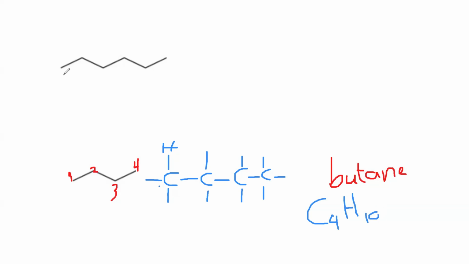For this compound, this is a longer skeleton. 1, 2, 3, 4, 5, 6. 6 carbons means hex. The prefix is hex. The suffix will be ane because this is an alkane, no double bonds. Molecular formula: CnH2n+2, n equals 6, 2n plus 2, 12 plus 2 equals 14.